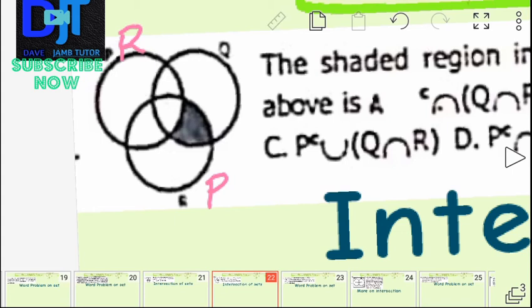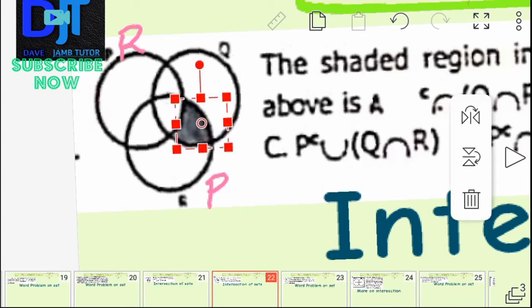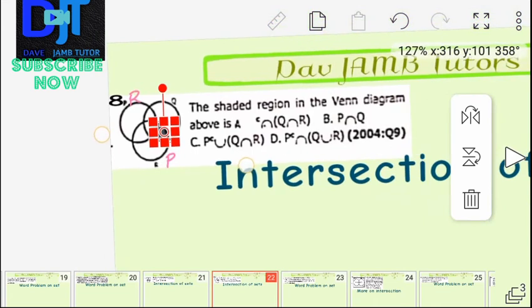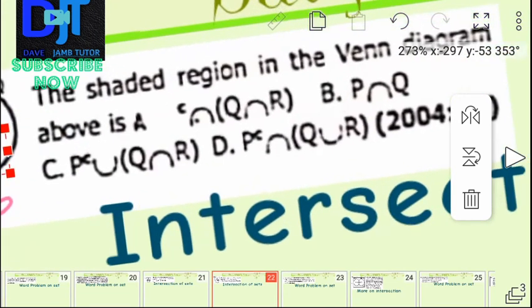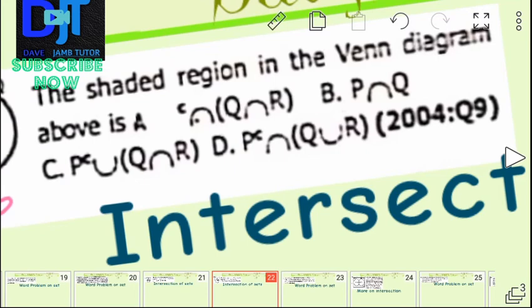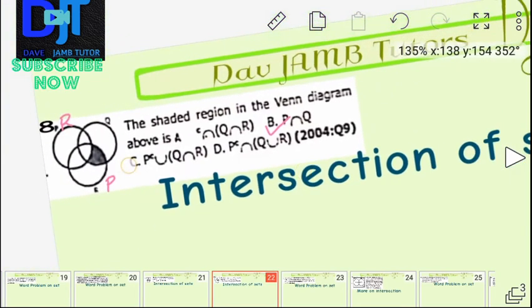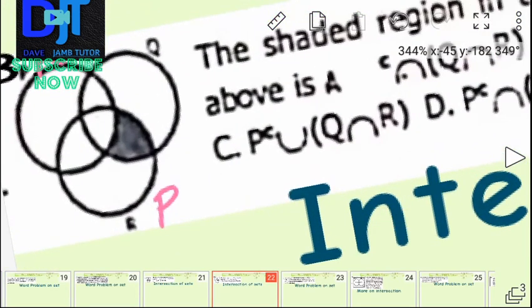Now, as I had said earlier, we know that this is Q intersect P. So they now said the shaded region in the diagram above is. We already know our answer. We know that our answer is B. So let's just mark that. We know that our answer is B because this is Q and this is P, and we know that Q intersect P is this point. So that is our answer.